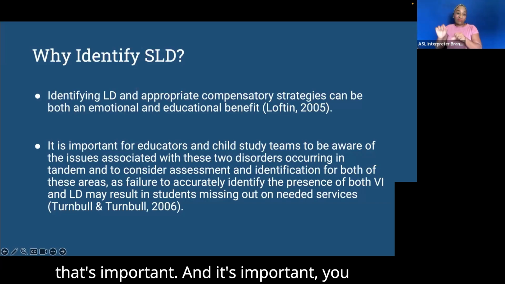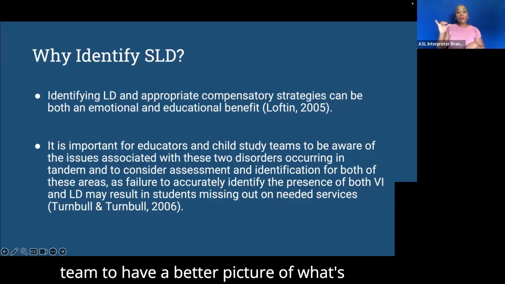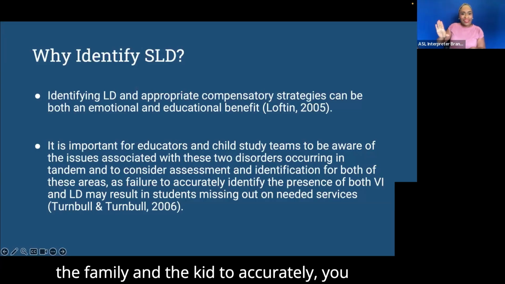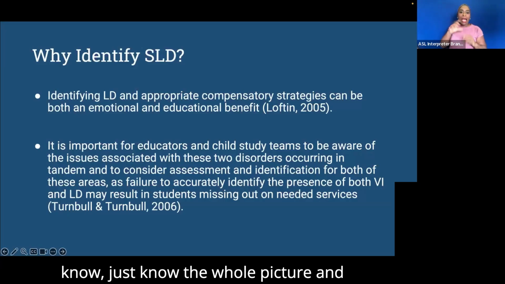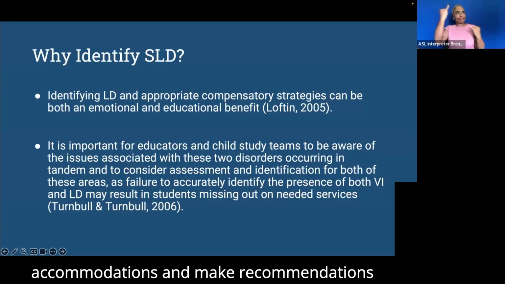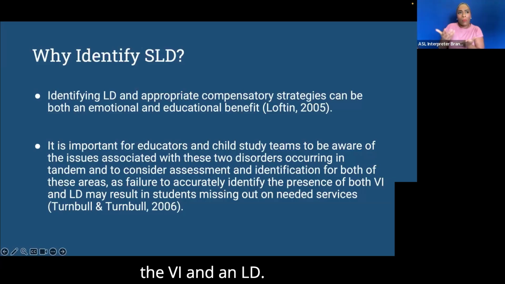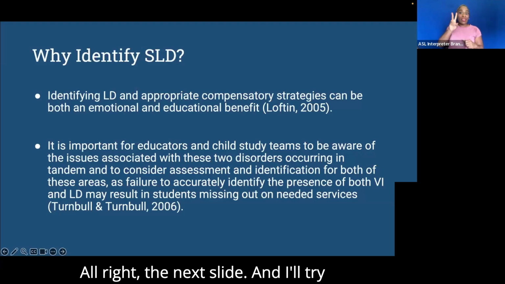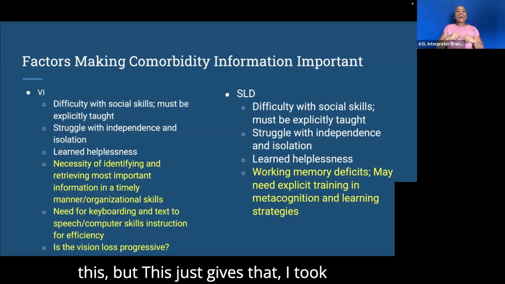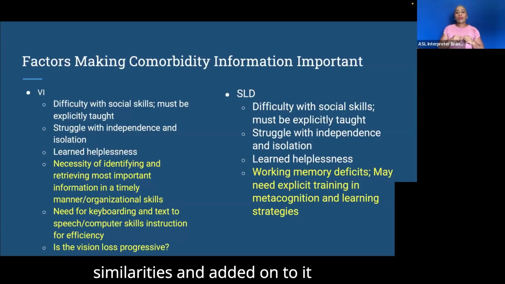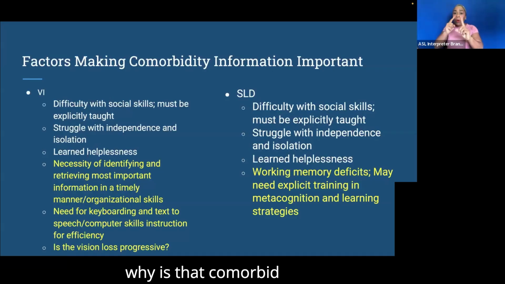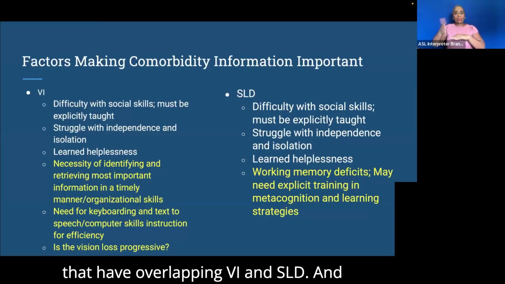So that's important, and it's important for the educators and the whole team to have a better picture of what's going on with the kid, and to be able to work with the family and the kid to know the whole picture and come up with accommodations and make recommendations that really address the needs of both the VI and an LD. All right, the next slide, and I'll try to move a little bit quickly through this. I took that same list I had a couple slides back about the similarities and added onto it, and really tried to highlight why that comorbid diagnosis is so important for our kiddos that have overlapping VI and SLD.